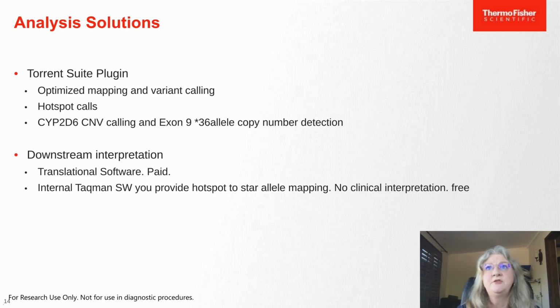The analysis solution can be accessed using a Torrent Suite plugin. This includes optimized mapping and variant calling. It includes hotspot calls, and it includes CYP2D6 whole gene copy number variation calling, and also CYP2D6 exon 9 star 36 allele copy number detection. The plugin can export results that are compatible with downstream analysis solutions.